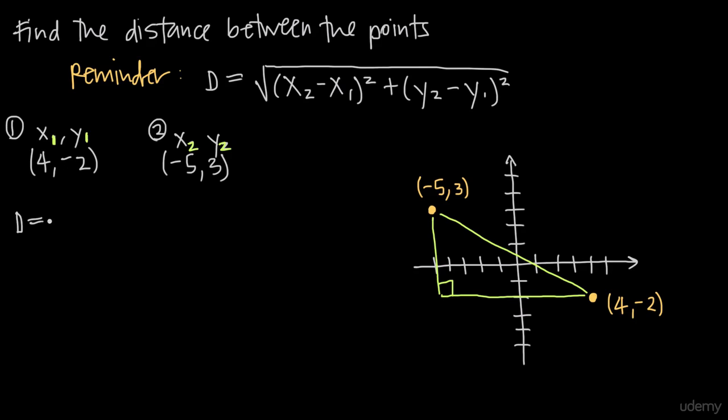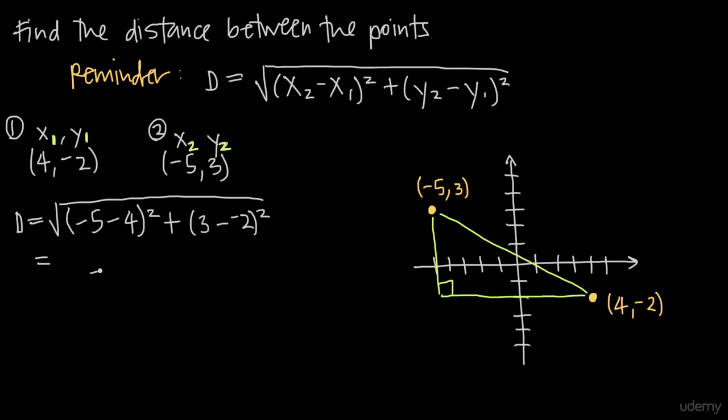So we're going to say d is going to be equal to the square root of the quantity x sub 2, which we know is negative 5, minus x sub 1, which we know is 4, squared, plus the quantity y sub 2, 3, minus y sub 1, so minus a negative 2, and we square that, and this is all under our square root sign. And now we're just going to simplify. Negative 5 minus 4 is going to be negative 9, so we have negative 9 squared. 3 minus a negative 2, those both become positive, so we get 3 plus 2 is 5, so we'll get plus 5 squared.